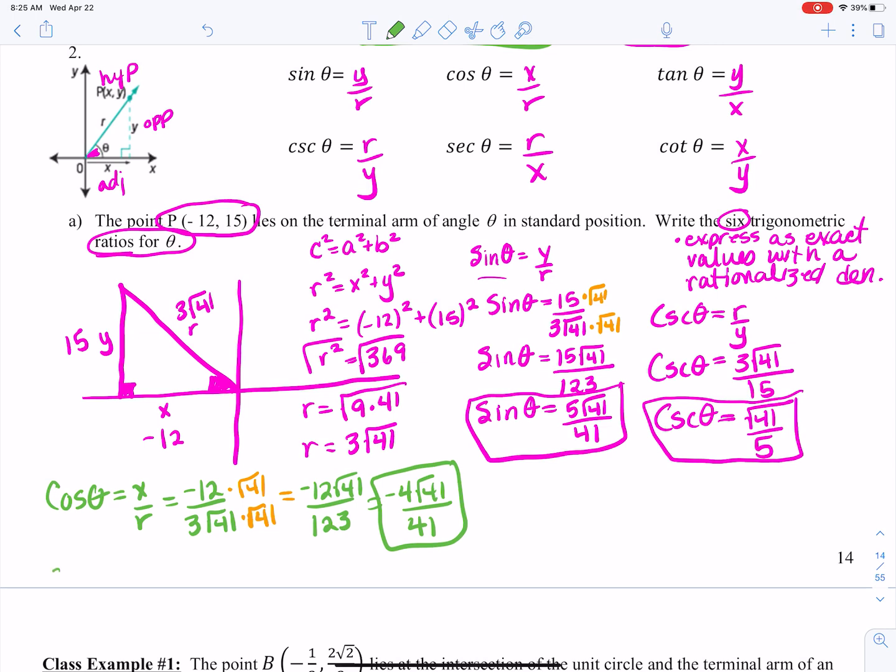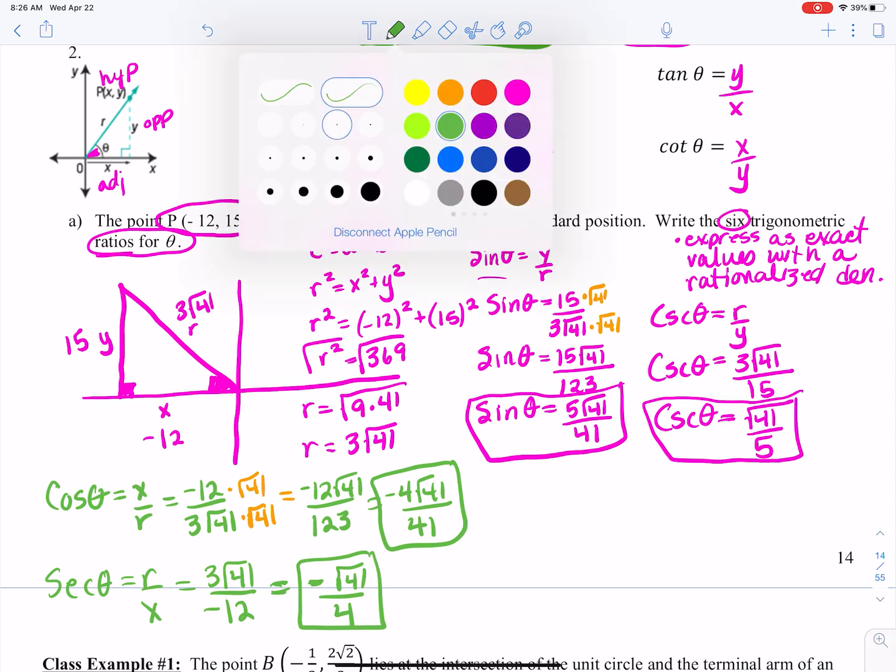Now I will do secant right away, which is r over x, which is 3 root 41 all over negative 12. And when we have a negative in the denominator, we either put it to the numerator or put it out front of the fraction, whichever you're more comfortable with, and that will become negative root 41 over 4.